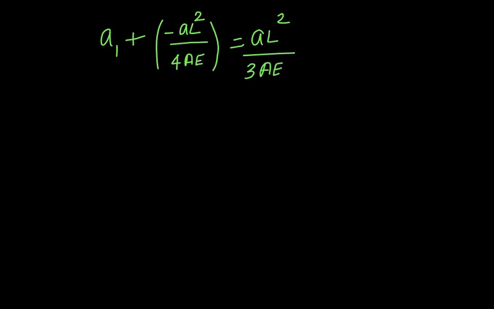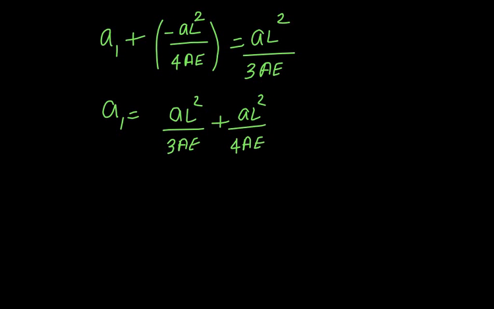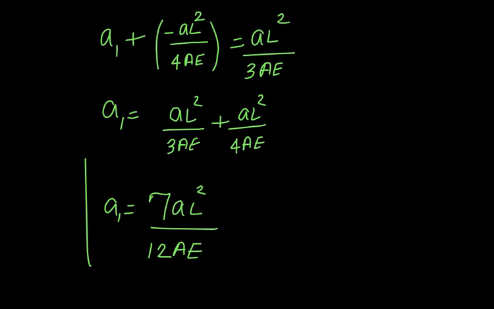Okay, now what is a1? a1 is equal to A l squared divided by 3a plus A l squared divided by 4a. So what is the value of a1? a1 is equal to 7 A l squared divided by 12a. I got the value of a1, guys. Now everything is over. We got the value of a1, we got the value of a2. All I have to do is go ahead and substitute the values of a1 and a2 in the trial solution. That is going to be our solution to the problem. Okay, let me take a fresh page.